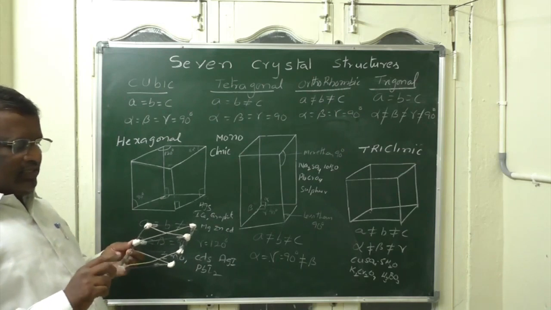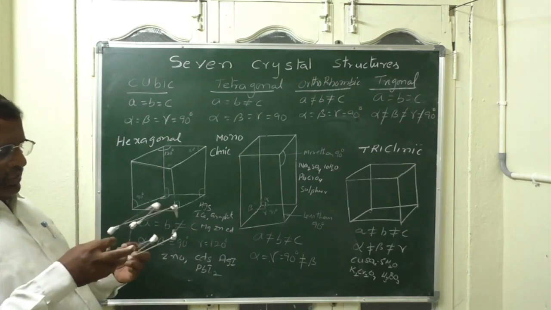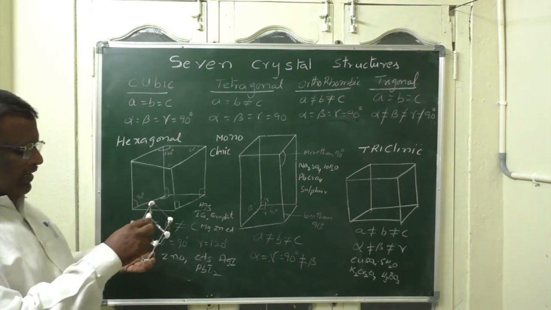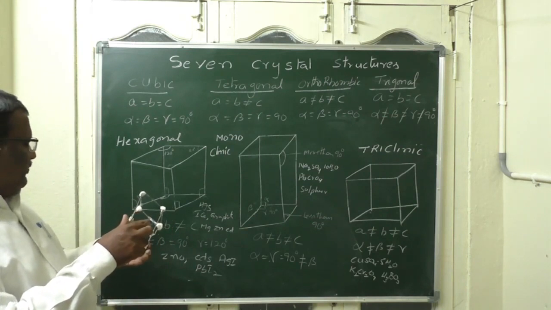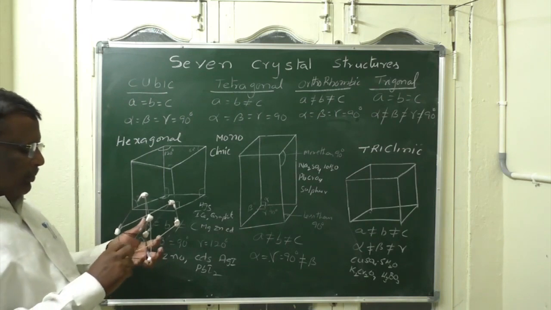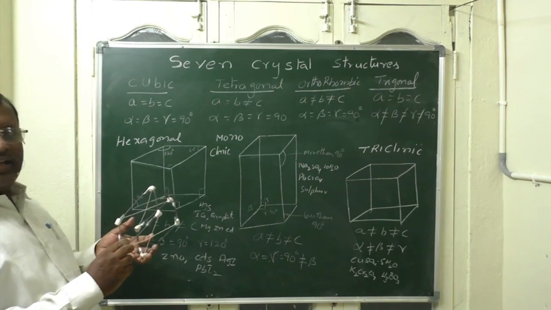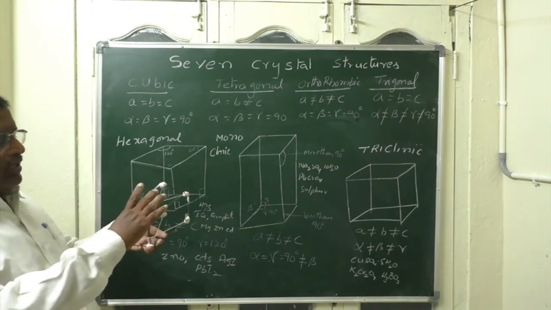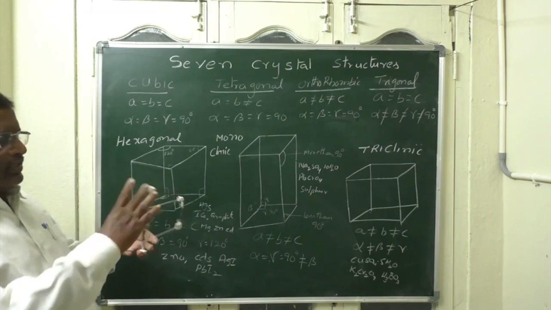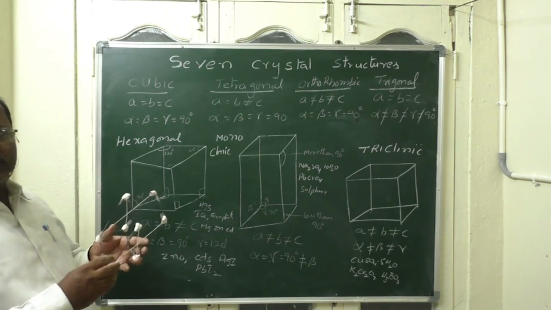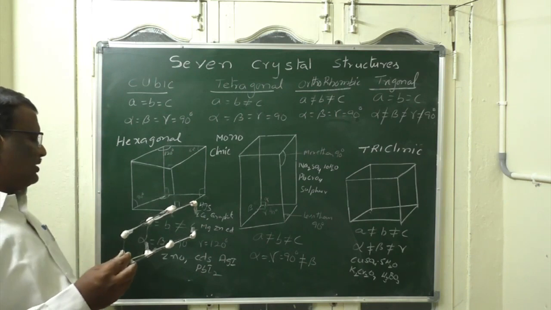A and B are same, but C is different. Here we have 90 degrees angle. For alpha and beta we have 90 degrees angle, but for gamma the angles are 120 and 60. These 2 angles are 120 and these 2 angles are 60, but here you have 90 degrees and 90 degrees. This is the structure of hexagonal structure.